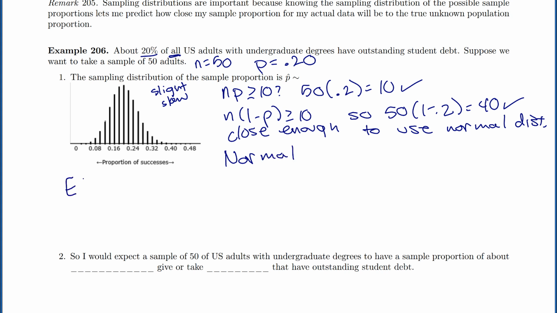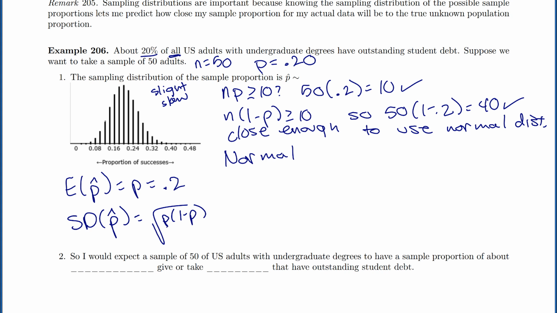Now we need to know our expected value of our possible sample proportions. That's just always equal to our population proportion p, so we'll say 0.2. And the standard deviation of p hat is the square root of p times 1 minus p over n. So the square root of 0.2 times 1 minus 0.2 divided by 50, which is 0.057 if I round a bit.